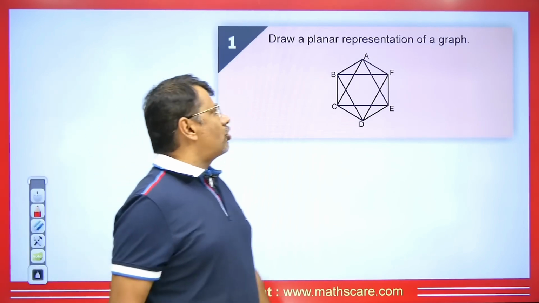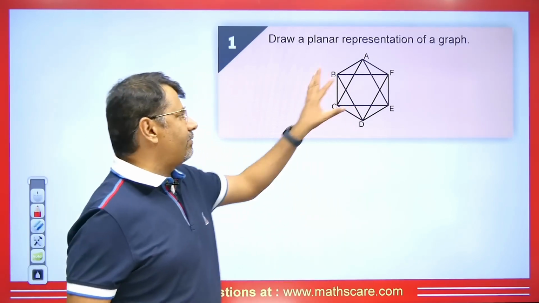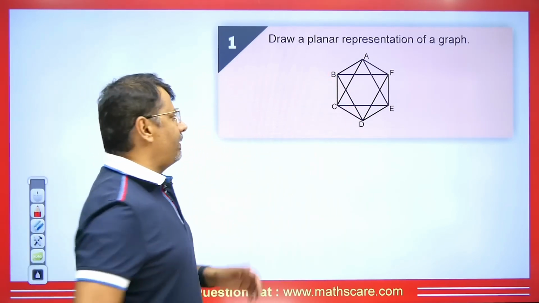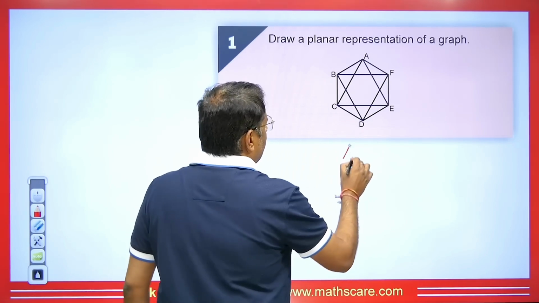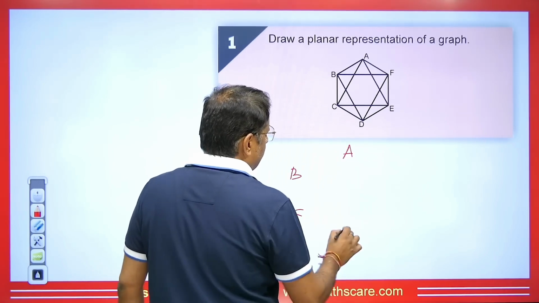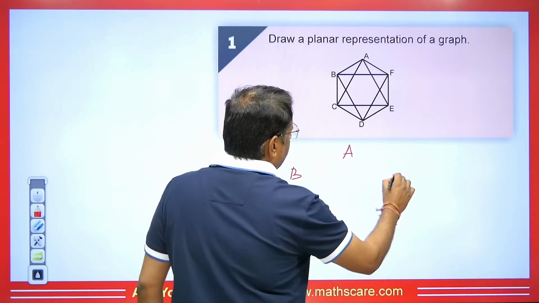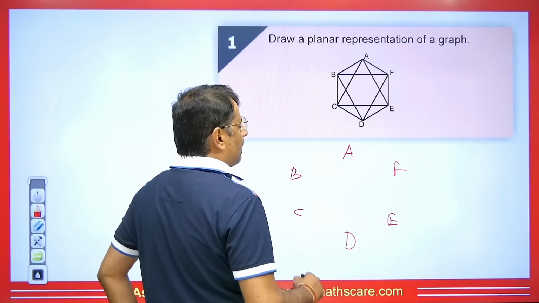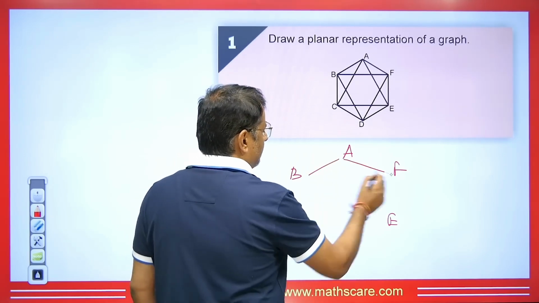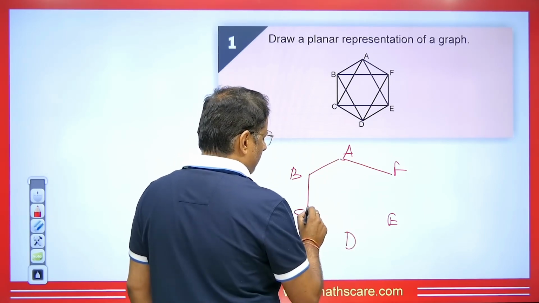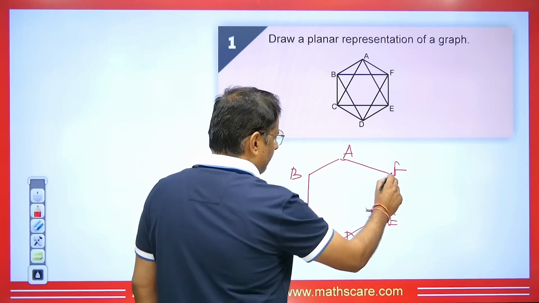We have a question: draw a planar representation of the given graph. First, let's write the edges. So now here we have the edges. This is A, B, C, D, E and F. Right, students? Now students, we need to draw its planar graph. Here we have the edge, so we will do it here like this. Clear?